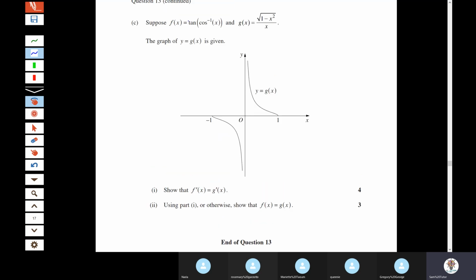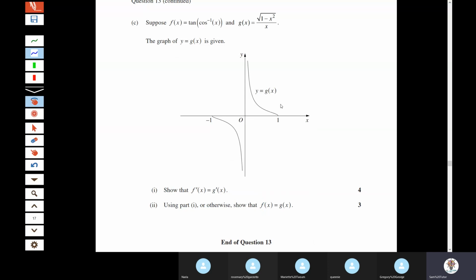Suppose f of x equals, oh, okay, that's not bad. I thought it was just graphs. Suppose f of x equals tan inverse cos of x, and g of x is that. The graph of y equals g of x is given. Show that the derivative of f is the same as the derivative of g. How good are you at differentiation? If you say perfect, then you just got the easiest 4 marks ever. Let's say that.